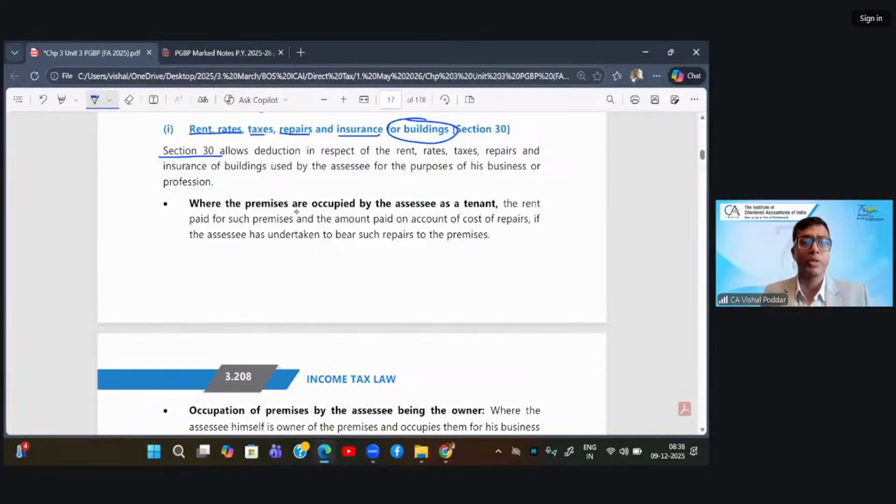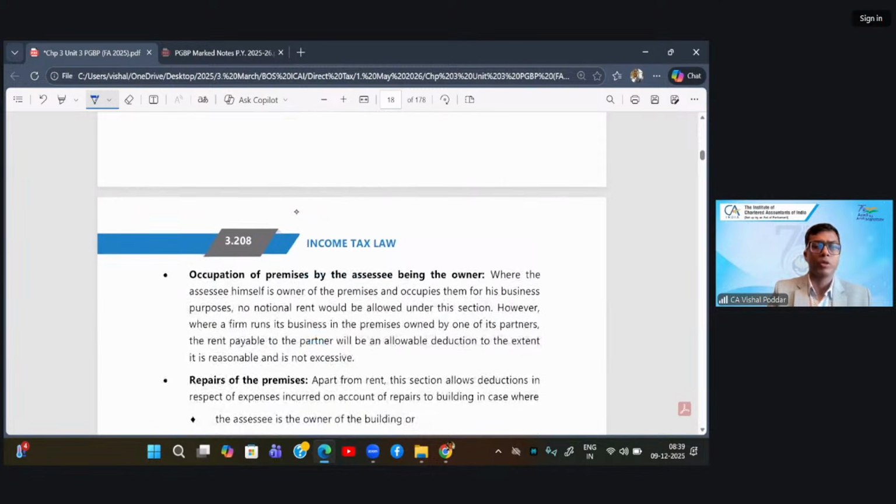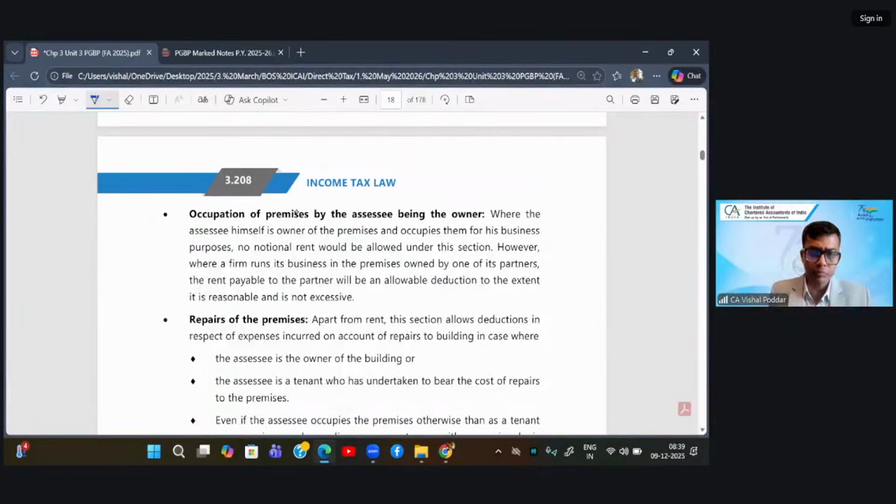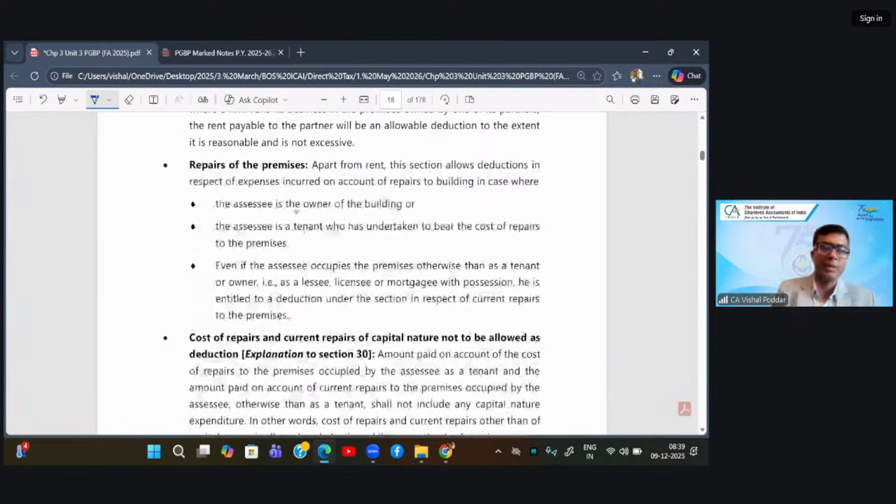So the requirement is that, firstly, the expenses should be for the purpose of business. So what are the four golden rules? Related to business, current year, revenue, not an offense. So you should be occupying it for the purpose of your business. If you are not occupying it for business, you are occupying it for any other purpose, the deduction will not be allowed. Now, deduction will be allowed for rent if you are a tenant.